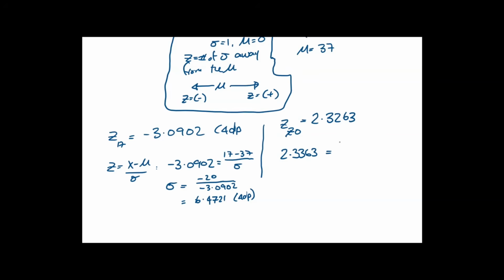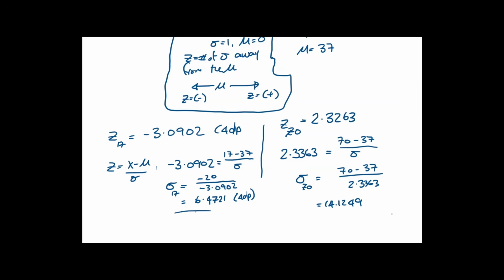It is going to be equal to x, which is 17, minus mu, which is 37. So this is going to be a positive number divided by the standard deviation. In this case, the standard deviation that goes with the 70 is going to be 70 minus 37 divided by 2.3263. So that's going to be 33 divided by 2.3263. Right, so we have two different standard deviations.